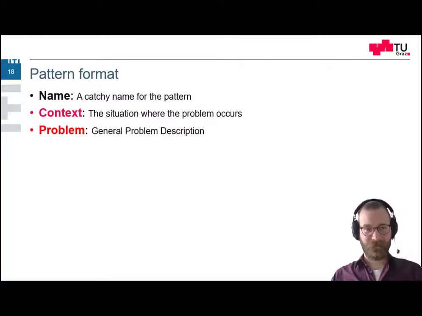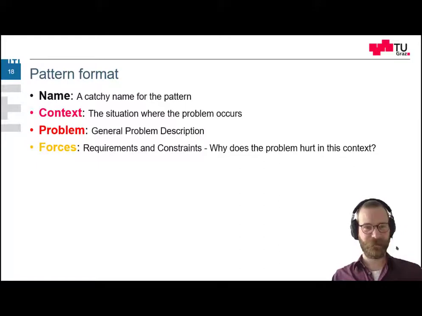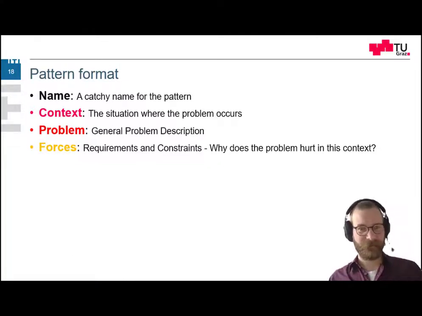But the problems can be everywhere. So "my application is slow" can be a problem on embedded devices as well as personal computers. But the limitations are completely different. The constraints are completely different. And these constraints, these things which make the problem hard to solve, are actually described in the forces. So the problem describes that something isn't right or something isn't as I expected it to be. And the forces describe why this is a problem. Why is this difficult? So why does the problem hurt in this context?